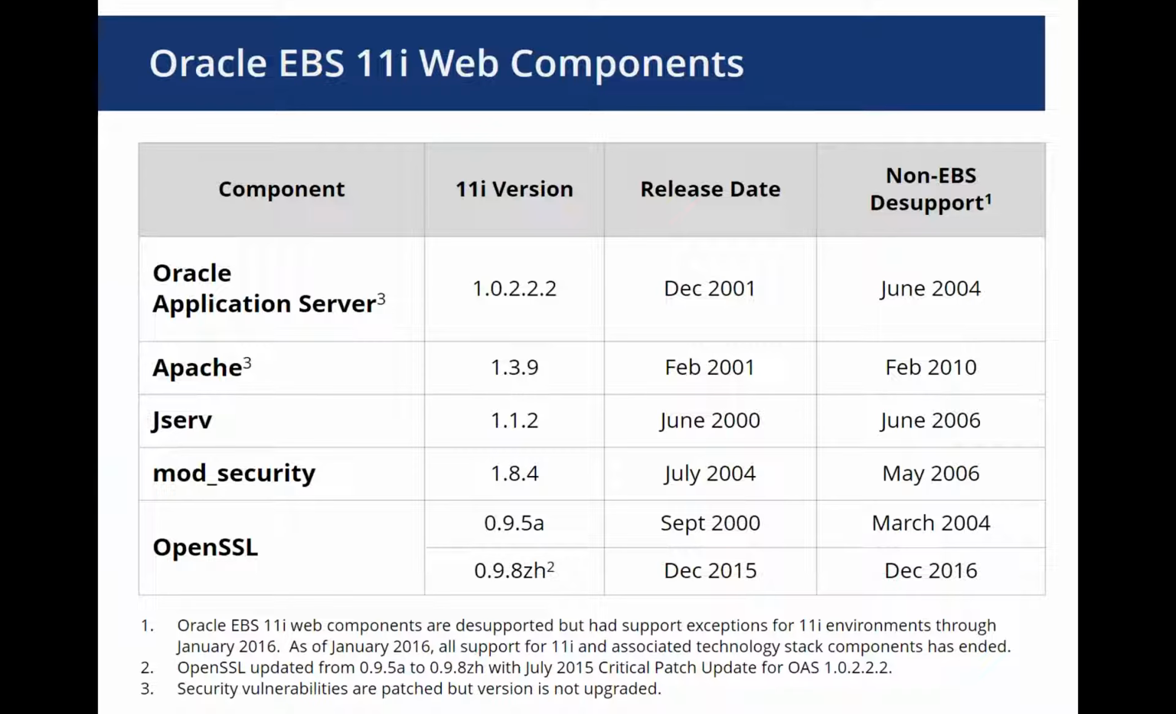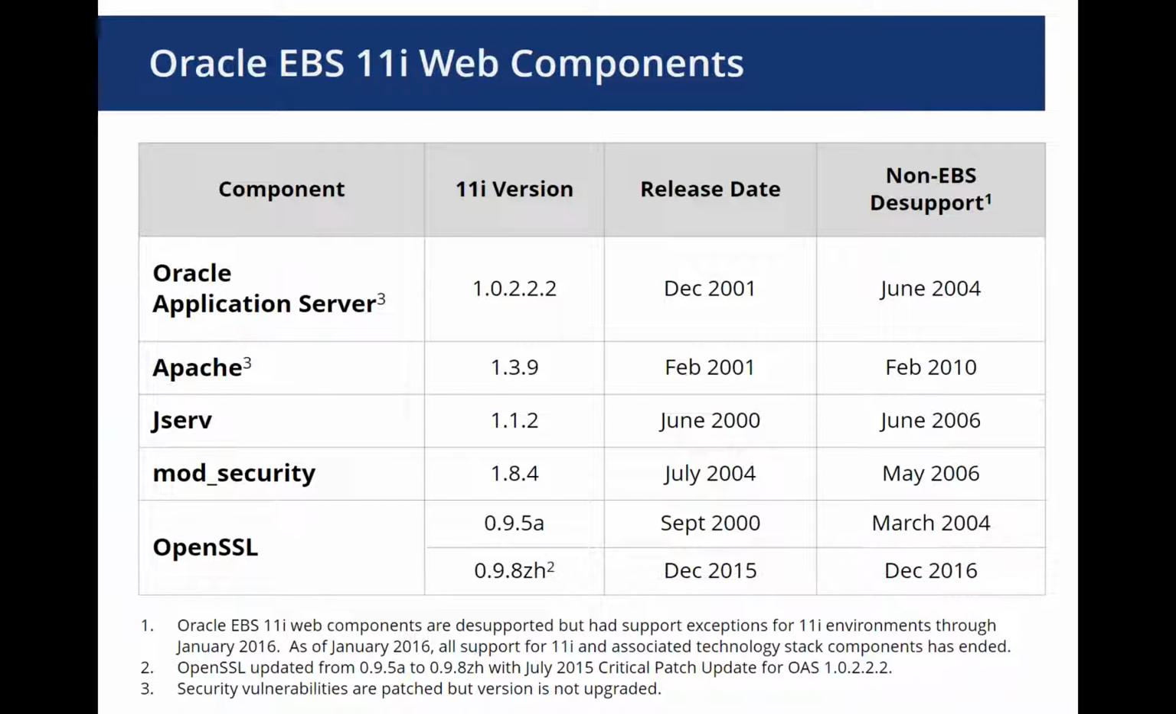And again, this version was released in February 2001. JServ is the Java container. Again, June 2000. The mod_security version, which actually gives you a little bit of a security feature, is again a very old version. It's over 12 years old, July 2004. The network encryption components used by default, unless you specifically applied patches in the last year, are from September 2000. Oracle does not upgrade these. They're expecting you to upgrade the application, so they're not upgrading these technology components.